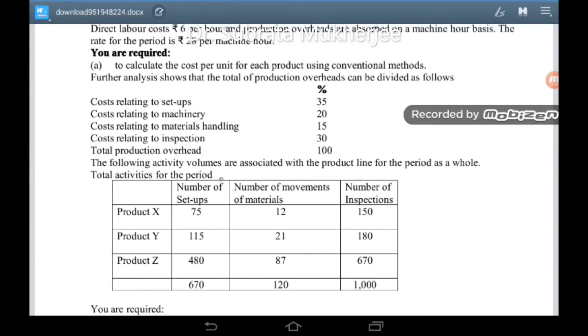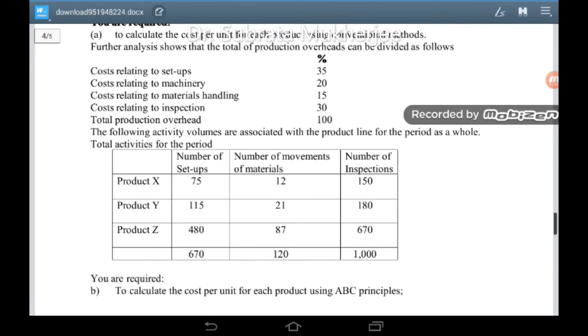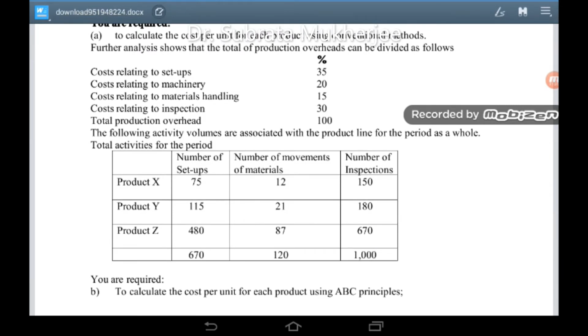The following activity volumes are associated with the product line for the period as a whole. Total activities for the period: Product X, 75 setups, 12 movements of material and 150 inspections. Product Y, 115 setups, 21 movements of material and 180 inspections. Product Z, 480 setups, 87 movements of material and 670 inspections. You are required to calculate the cost per unit for each product using ABC principles.